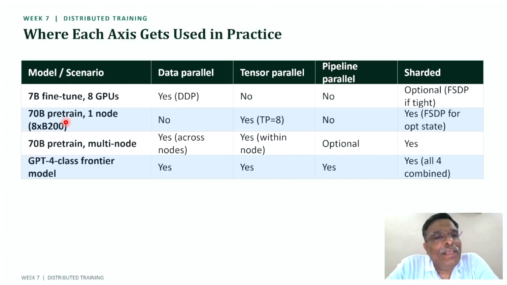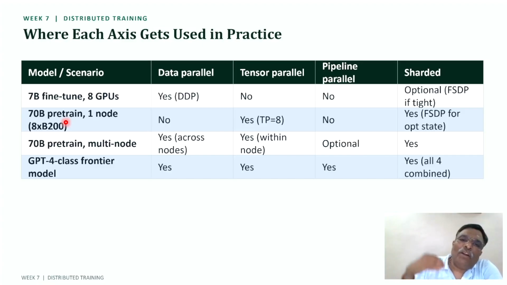So for a 70 billion pre-trained model with multi-node, across the nodes you can go for data parallelism, within the node you can go for tensor parallelism, and sharding you can go for if you require. Pipeline parallelism is optional, but again it depends on whether you really want to use it or not, because of whether you will get that efficiency.